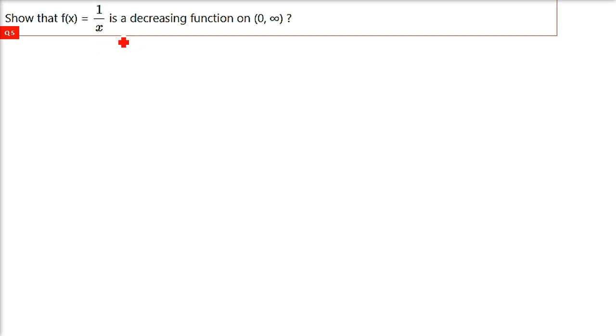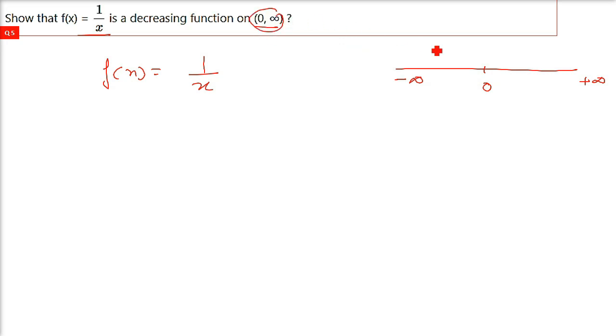Show that f(x) is equal to 1 by x is a decreasing function on 0 to infinity. Now this f(x) is 1 by x. Now it is saying that it is a decreasing function on 0 to infinity. What does this 0 to infinity mean? See, just make a number line and see where 0 to infinity lies. Forget about infinity, take it out from your mind. Just remember we are talking about positive numbers.